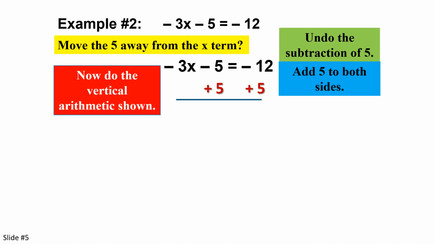Do our vertical arithmetic. The negative 3x comes straight down. Negative 5 plus 5 is 0. We've moved it away from there. And negative 12 plus 5 is negative 7.